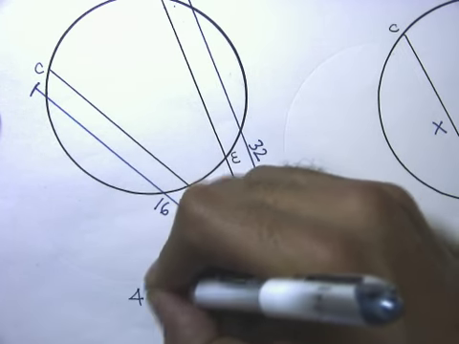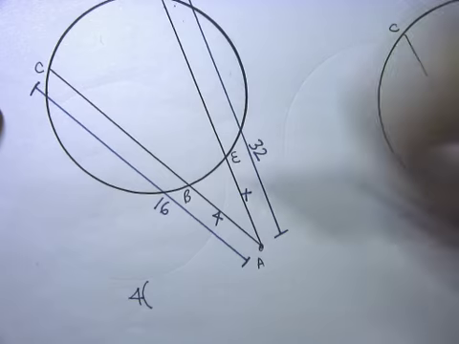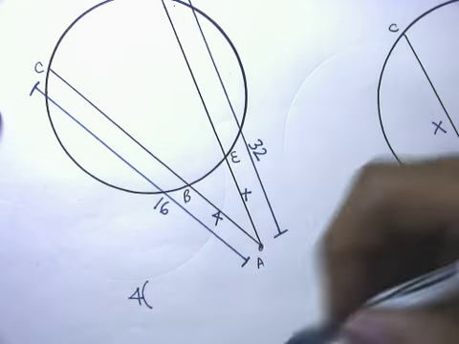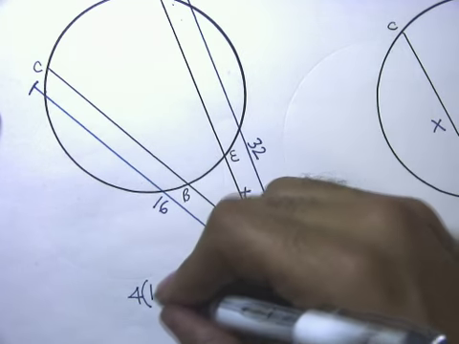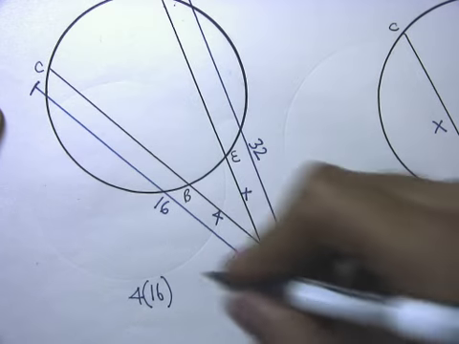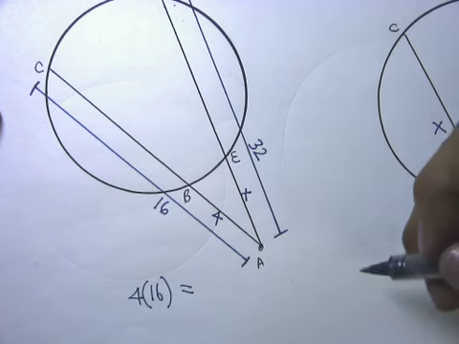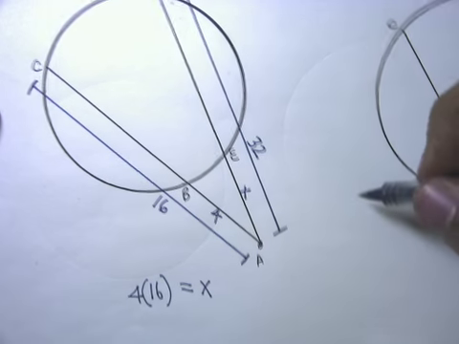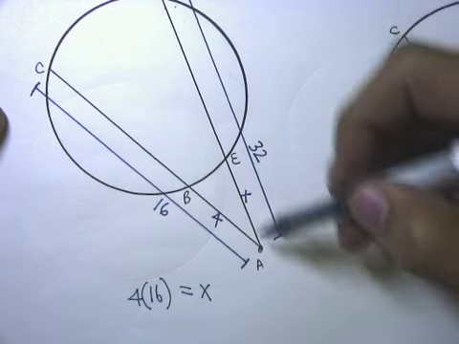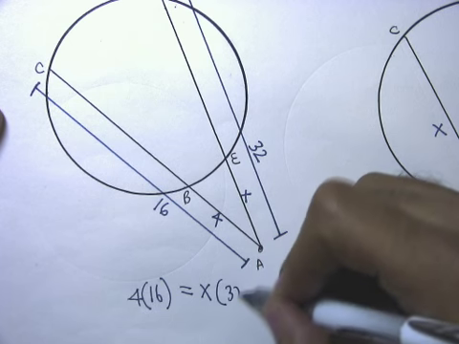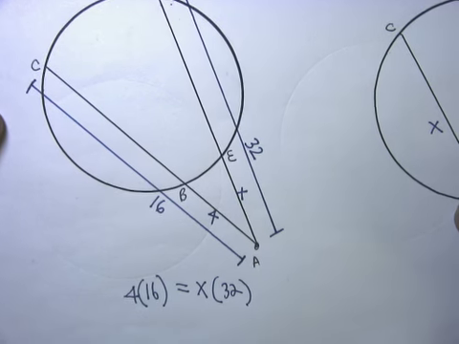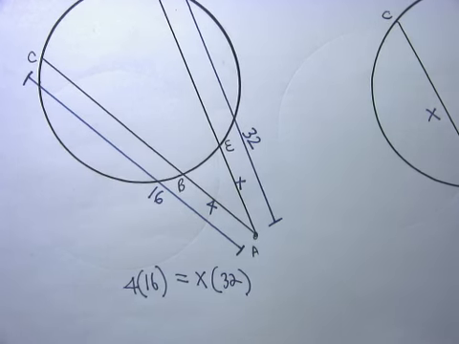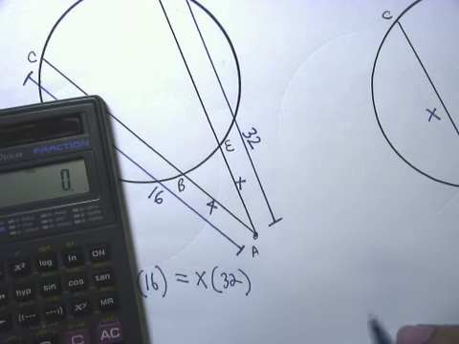Okay? So let's start working out on this side here because we have some numbers. I like starting with the numbers. Well, the outer portion is what? Is 4. And I'm going to multiply that with the entire length, which is what? Which is 16. And that's going to be equal to this outer portion here, which is x, times the entire thing here, which is 32.